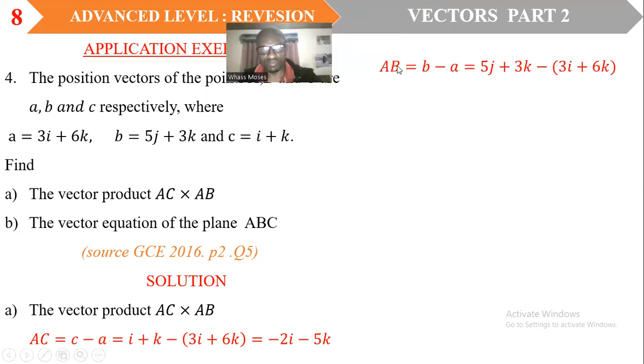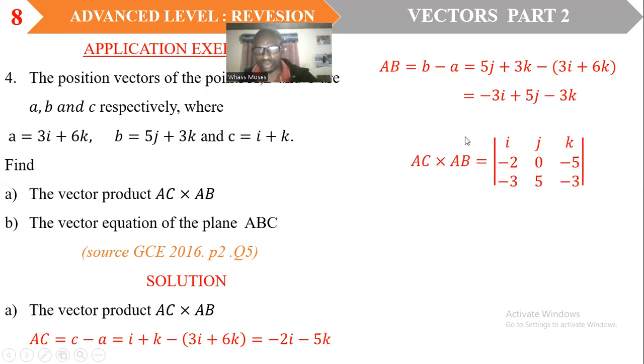Next, to find the vector AB, we have the position vector of B minus the position vector of A. The position vector of B is 5j plus 3k, while the position vector of A is 3i plus 6k. The component of i in B is 0, so 0 minus 3 gives negative 3i. 5j minus 0, because the component of j in A is 0, gives 5j. Plus 3k minus 6k gives negative 3k. So, with the vectors AC and AB, we can now find the cross product.